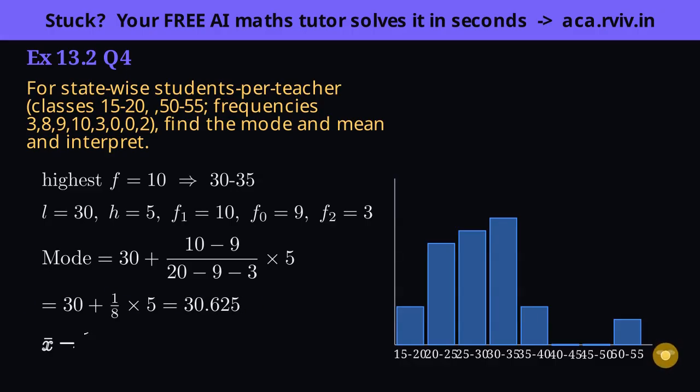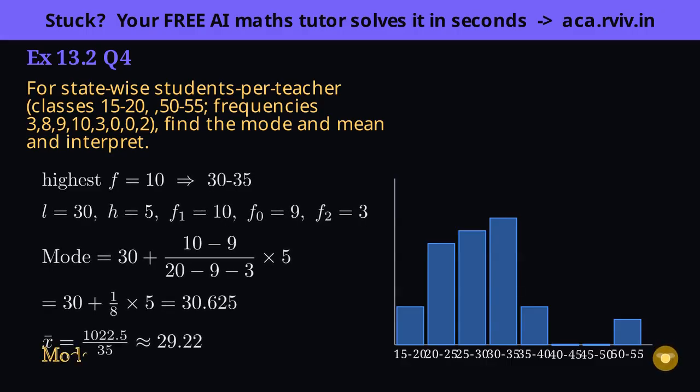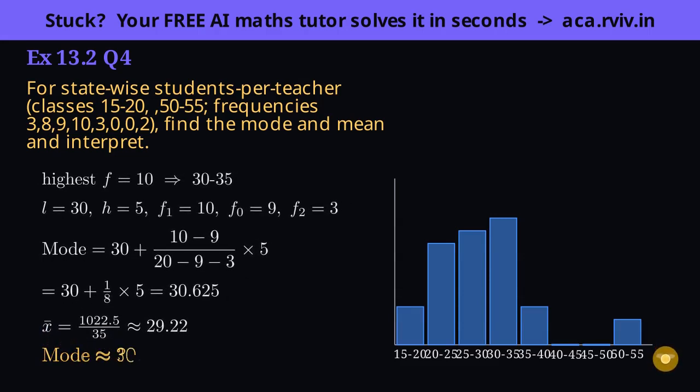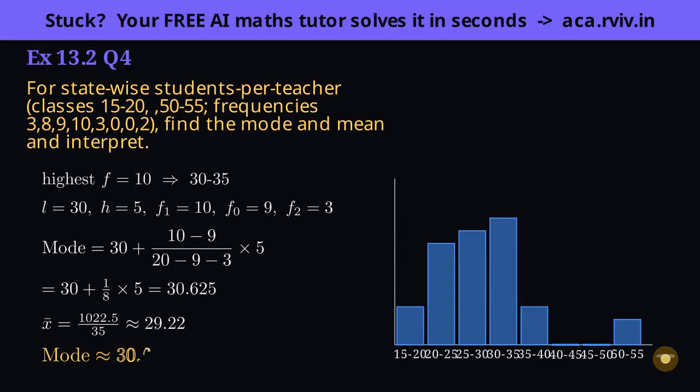The mean over the 35 states, using class marks, comes to about 29.22. So the interpretation, most states cluster right around 30 to 31 students per teacher, that's the mode. The average is slightly lower because a few states with very light ratios pull the balance point down. And notice the empty tail classes never troubled the mode at all, only the peak and its immediate neighbors matter.